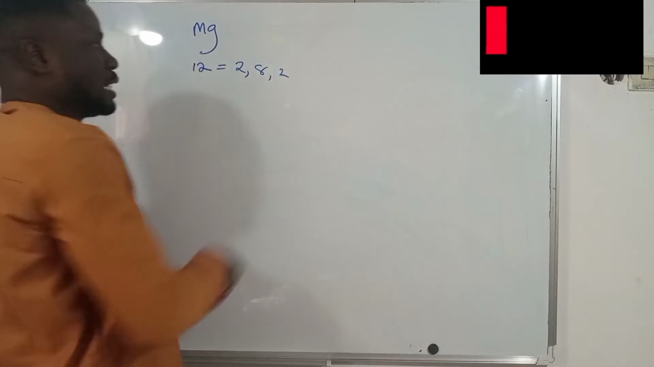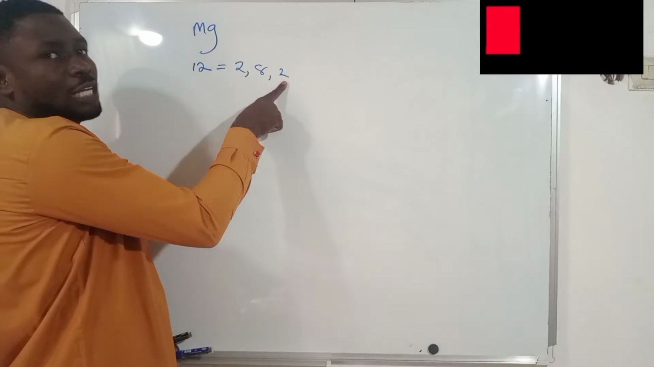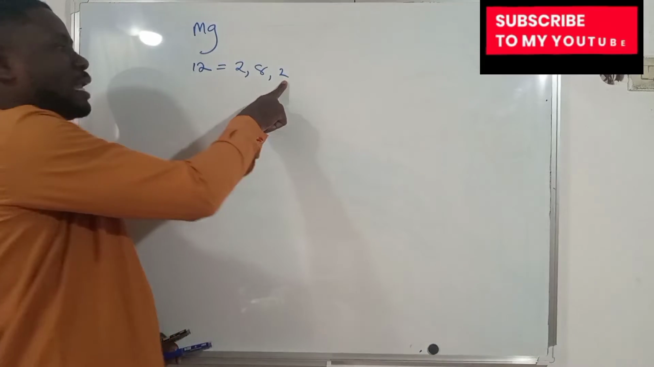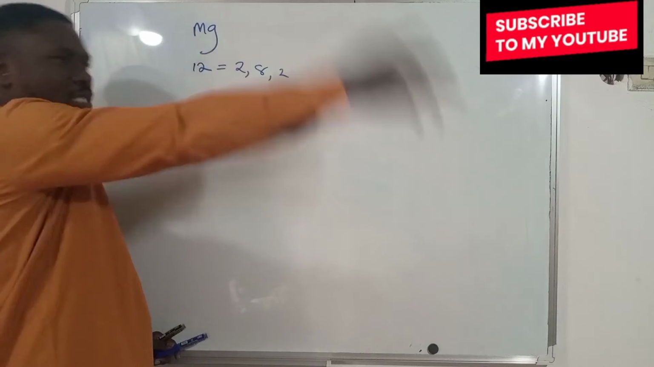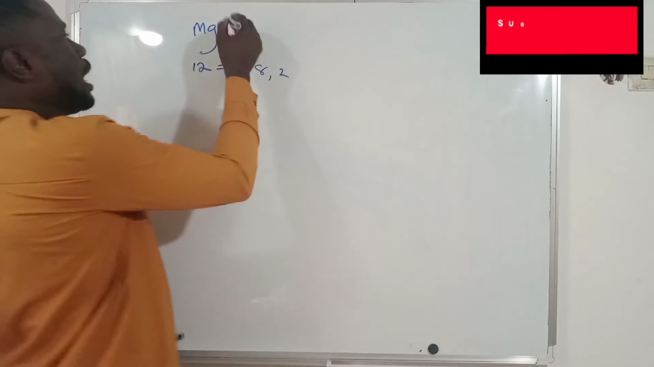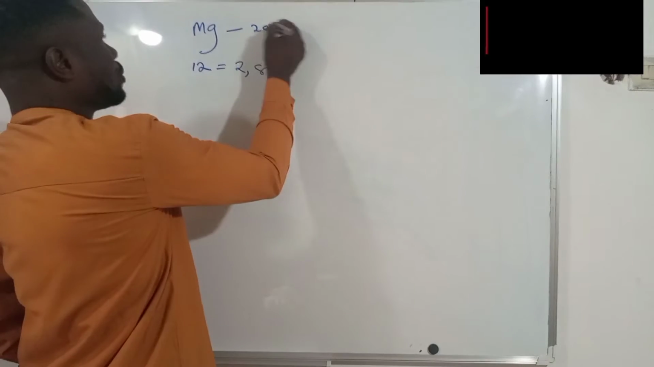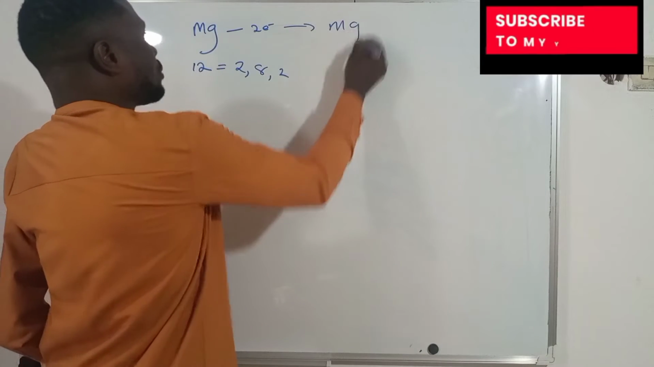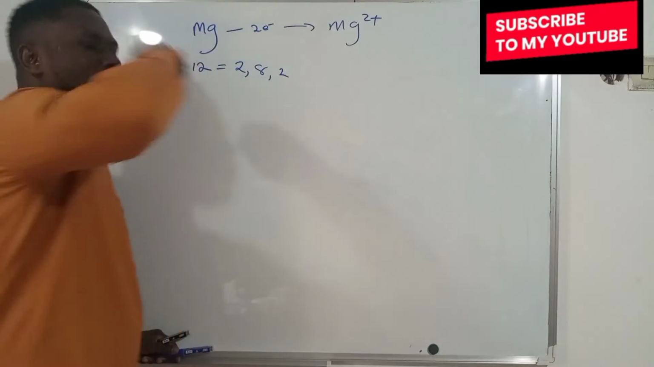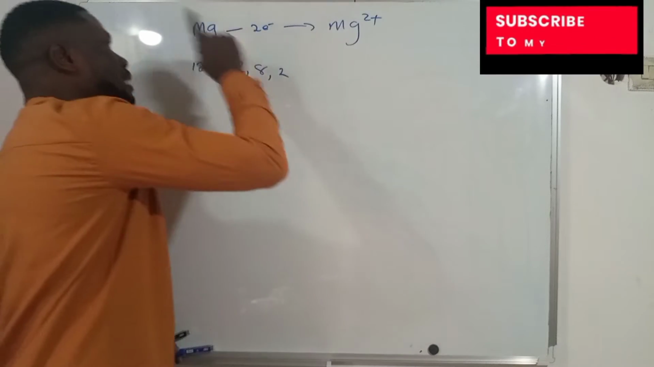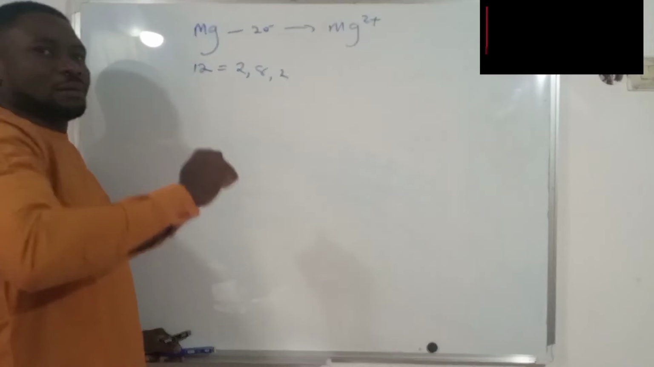That now tells us that the outermost shell will have 2 electrons. Therefore, the valence electrons of magnesium is 2. That means magnesium will be donating 2 electrons. So I will now have minus 2 electrons, and that will give us what? Magnesium 2 plus.